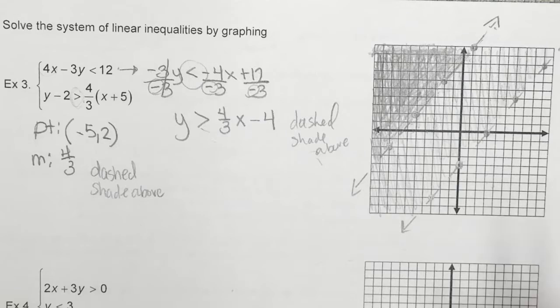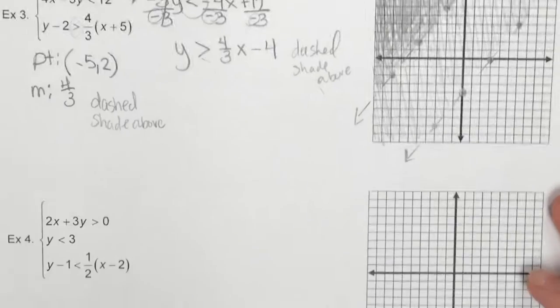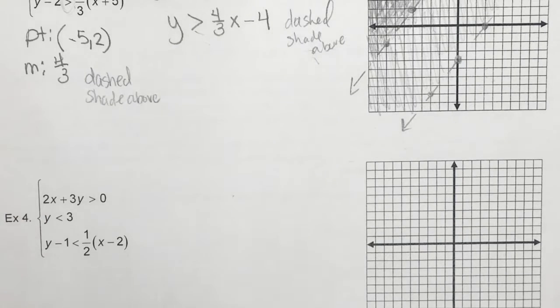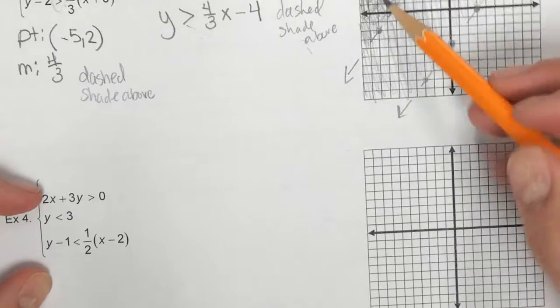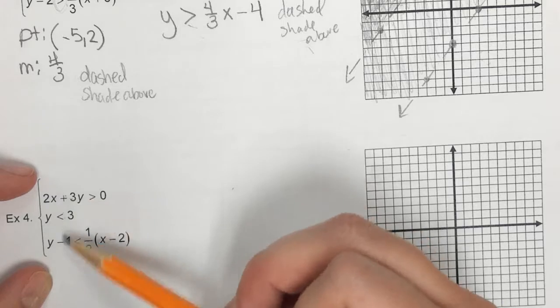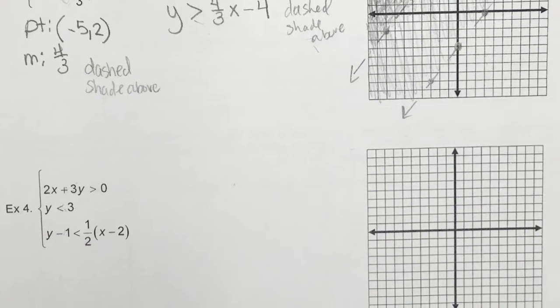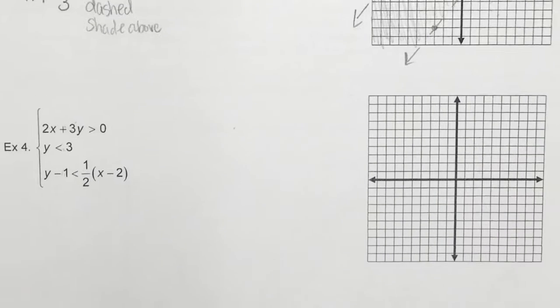All right, so I'm going to give you some time. I want you to try example 4. You do it the exact same way. It's just that there happens to be 3 of these. So your dark area will be the region shaded by all 3, okay? And I'll come around and help you all, and in a few minutes I'll show you what the answer is, okay?